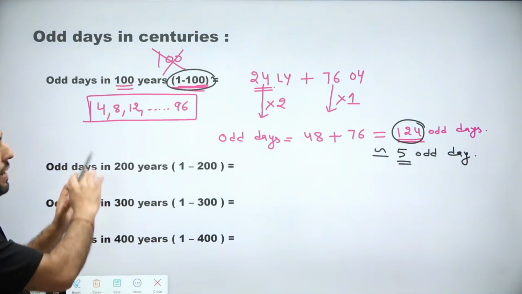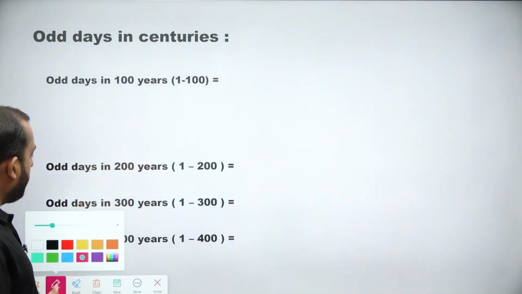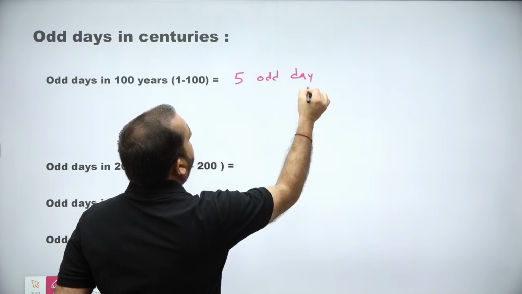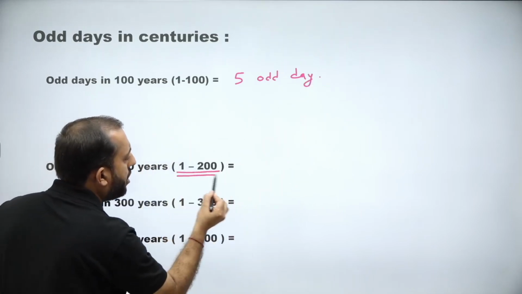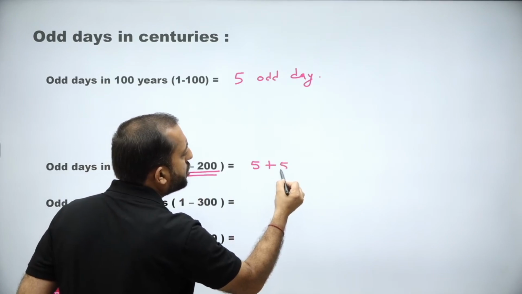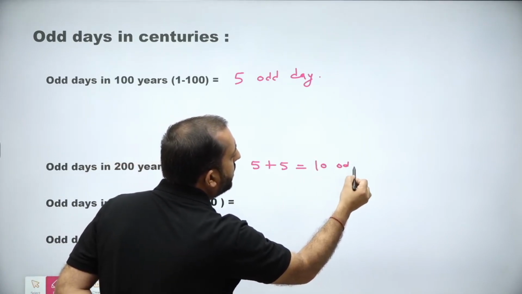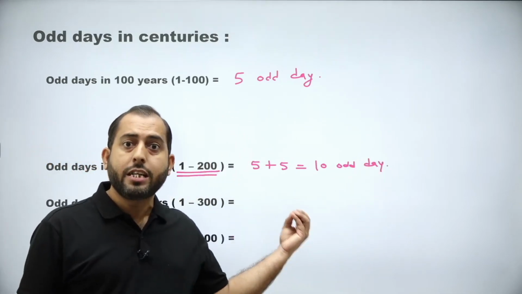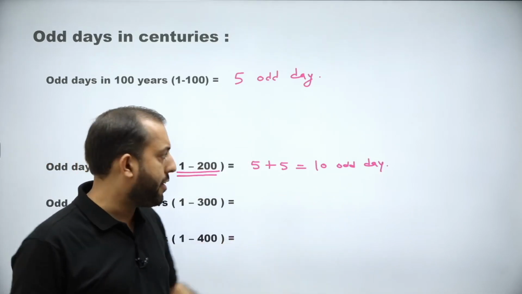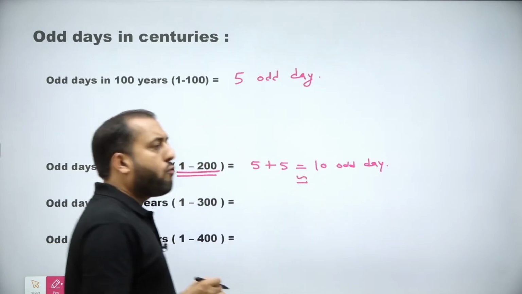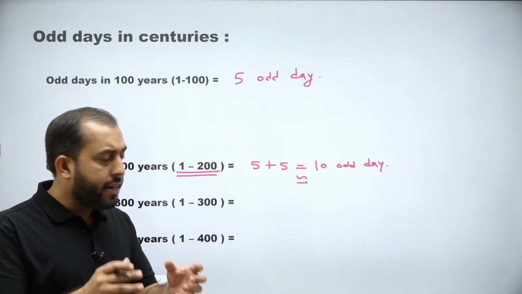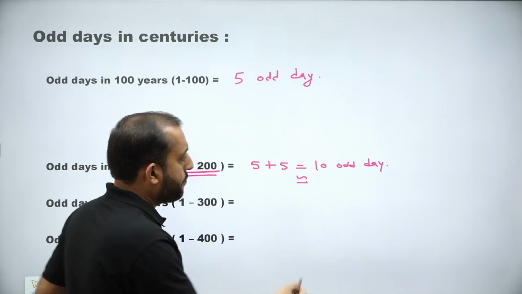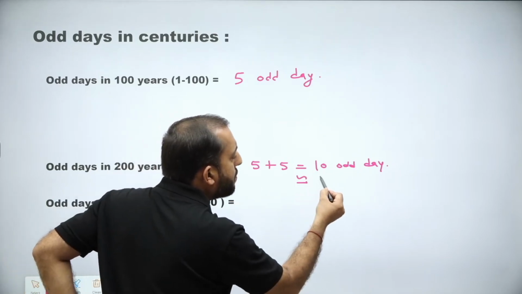Okay, so I'm erasing this now. We already know that the number of odd days in 100 years is 5. So in the case of 200 years, the number of odd days should be 5 plus 5, which is 10. I already told you that the number of odd days can never be more than 7 because it is the remainder when you divide a quantity by 7. In any case you get the number of odd days more than 7, divide the quantity obtained by 7 again and write down the next remainder. Now if you divide 10 by 7, the remainder obtained is 3.